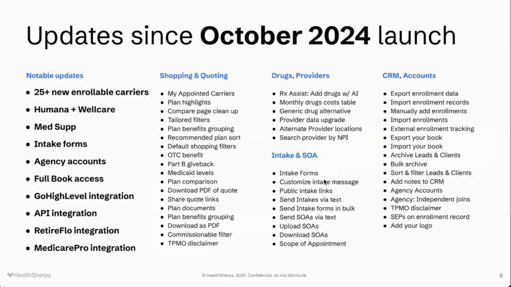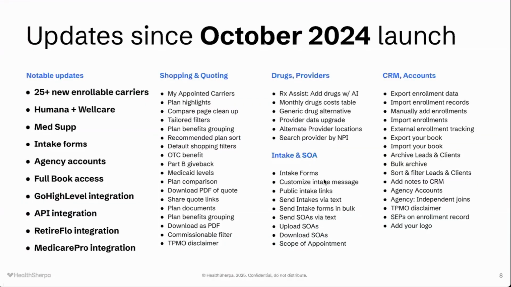Also, if you're just joining us, maybe you've checked us out a year ago, last EP, and you haven't checked back since, we have been very busy. We ship a lot of new features and updates all the time, largely based on feedback we hear from you, the agent user. So this is the big list, and this actually isn't even everything. But some highlights on the left are that we've added a whole bunch of new carriers, of course, Humana and WellCare being the big ones. We've added MedSup, intake forms I'll show you, agency accounts I'll also show you.